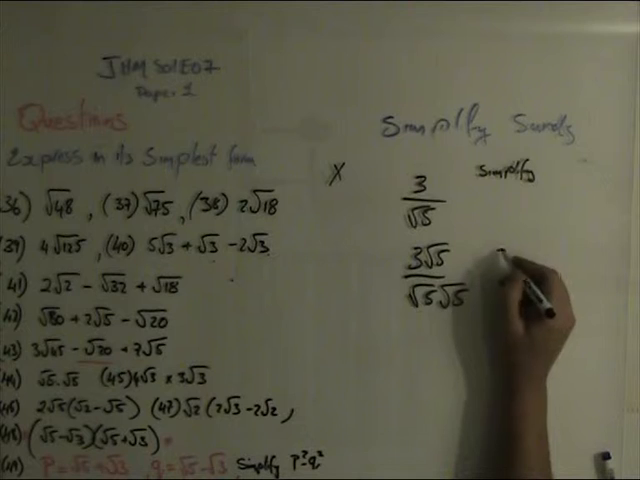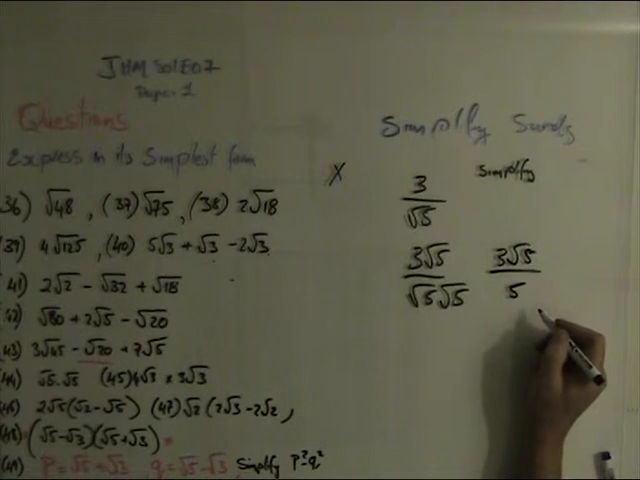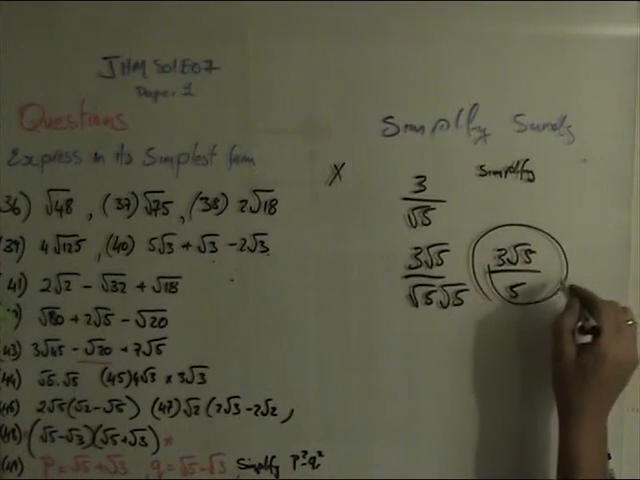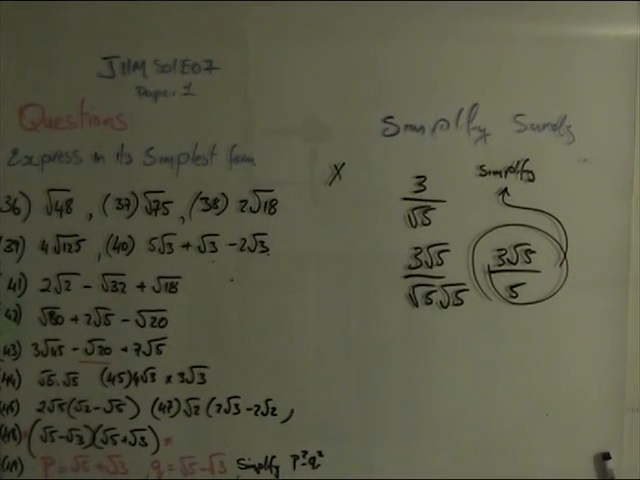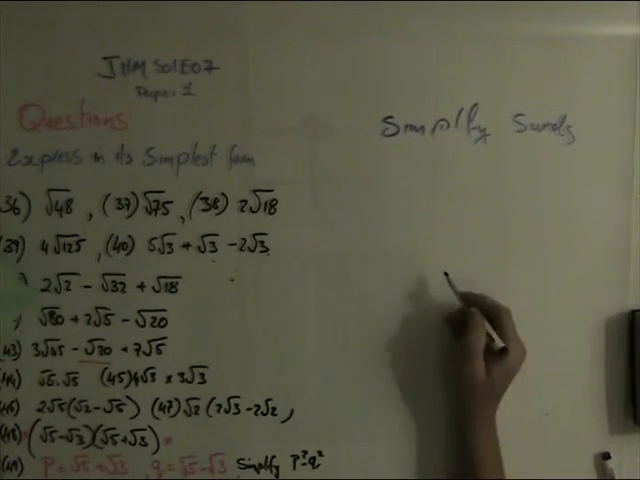So 3 times root 5, and root 5 by root 5 is 5. And that's the answer to that. It's simplified. It doesn't look simplified, but it is simplified. So remember that one. Now, what else have we got?